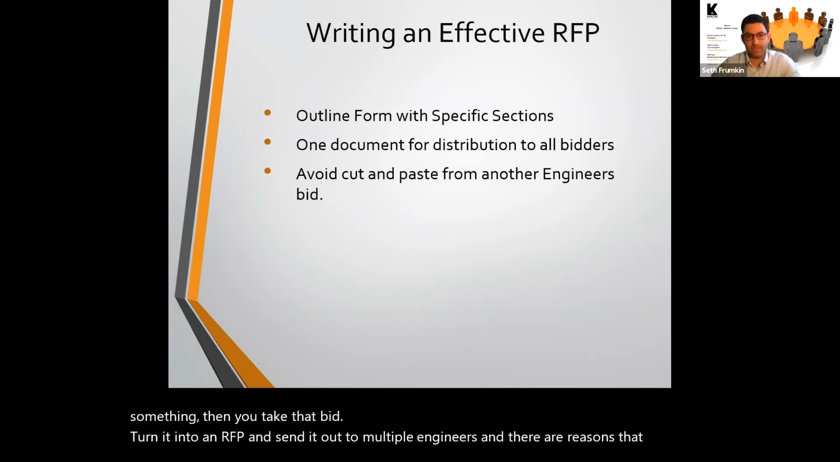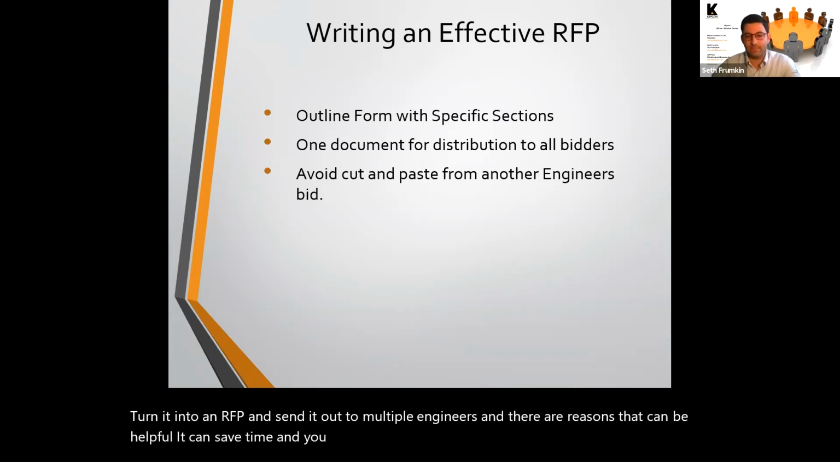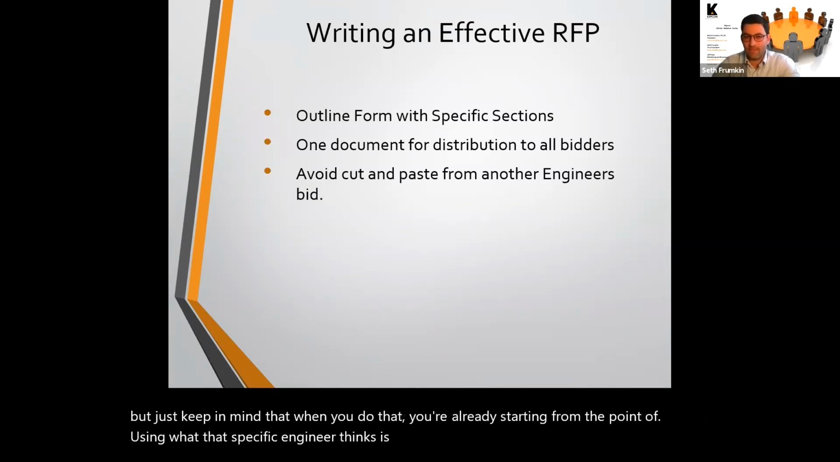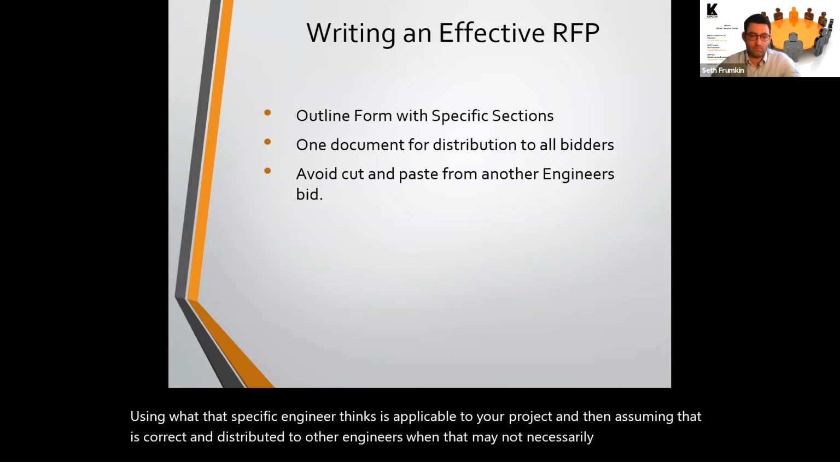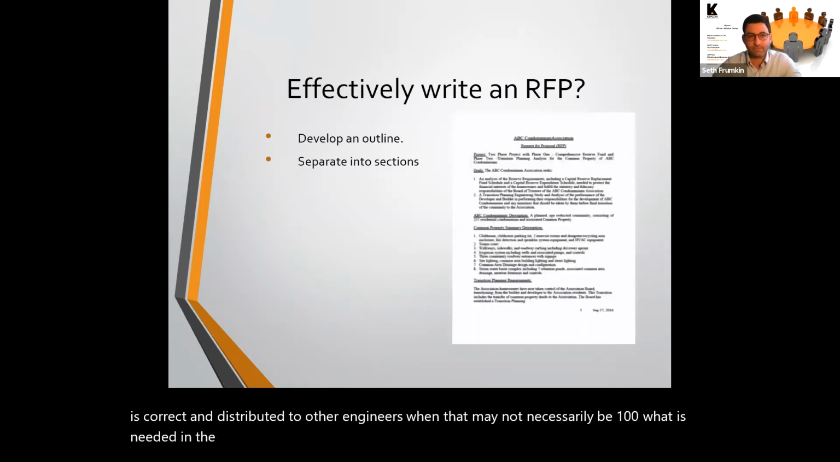And there are reasons that can be helpful. It can save time. And at the end of the day, the association may not know what they're looking for. But just keep in mind that when you do that, you're already starting from the point of using what that specific engineer thinks is applicable to your project, and then assuming that is correct and distributing it to other engineers when that may not necessarily be 100% what is needed in the case. Could be, but not necessarily.